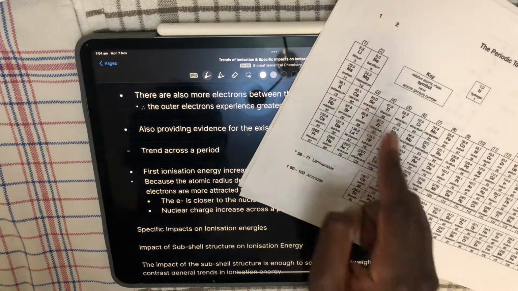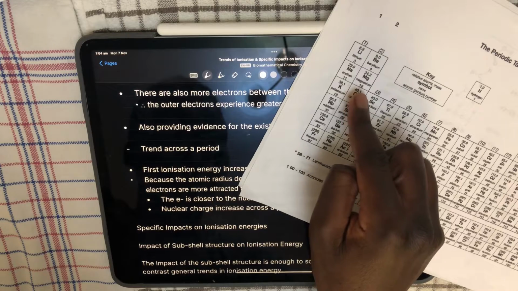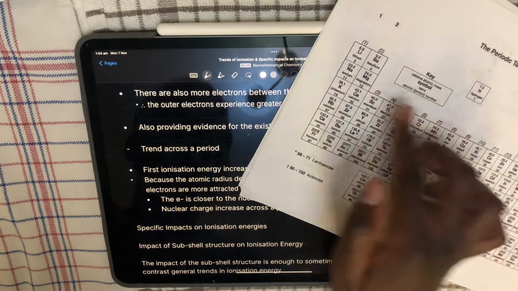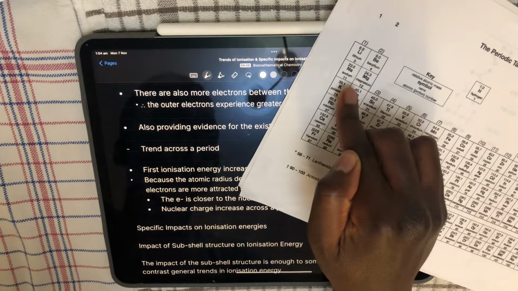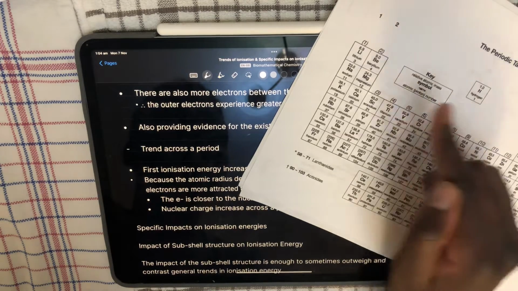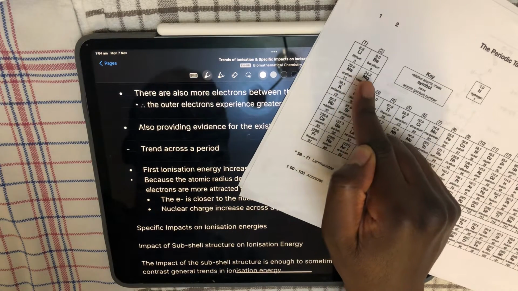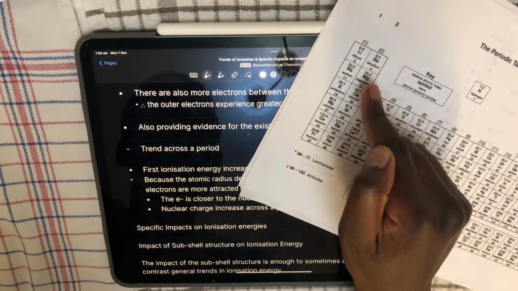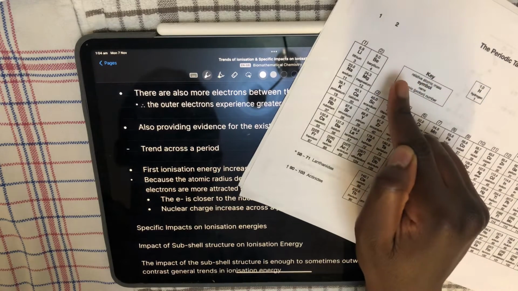However, when you're going across a period, you're adding an electron, and first of all it's in the same shell. All these electrons are in the same electron shell, in energy level 3 or quantum number 3. Because of that, it now matters that the nuclear charge is increased. So the reason why the ionization energy increases as you go across the period is that the nuclear charge is increasing for electrons that are being added to the same shell.